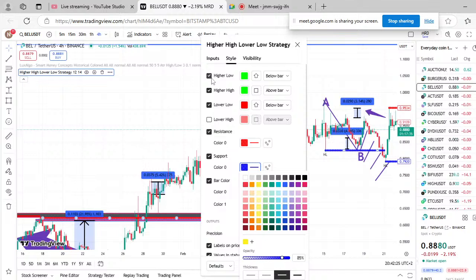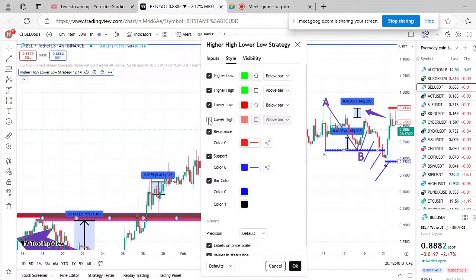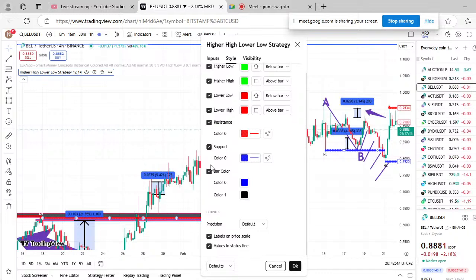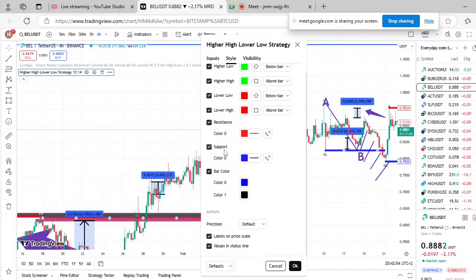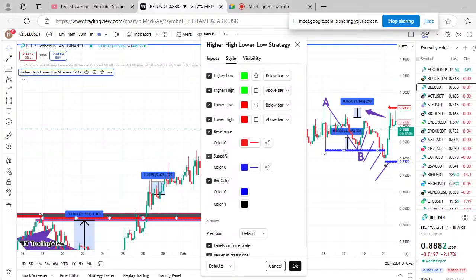The rest you will find there ticked: higher low, tick, because you need them. Higher high, tick. Lower low, tick. We don't need lower high, but if you need it, it is okay, you can put it there. Okay, let us tick the boxes here. On Style, tick all boxes. Let's make it simple.